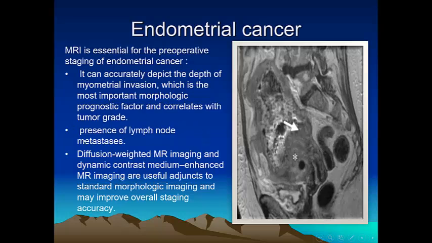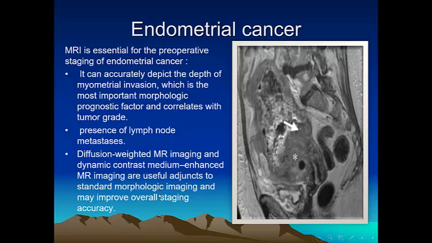What are the lymph nodes affected in endometrial cancer? The locoregional lymph nodes, which are the internal iliac and obturator group of lymph nodes, we have to check. Diffusion weighted MRI and dynamic contrast enhanced MRI are very useful adjuncts to the morphologic imaging and improve the overall staging accuracy.